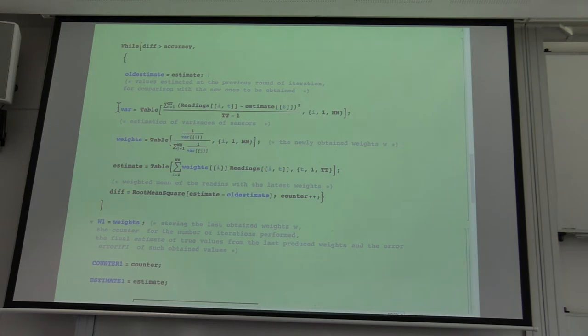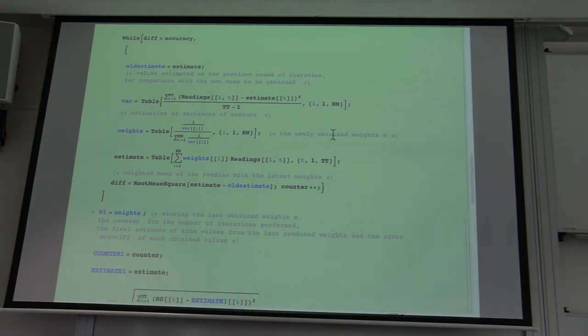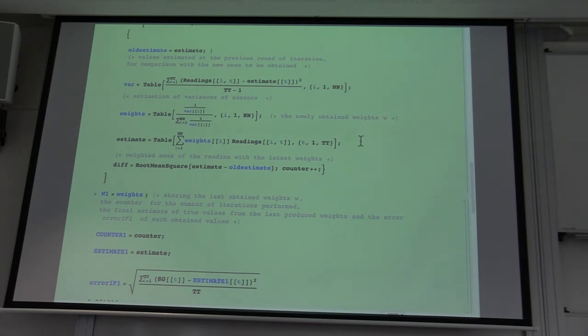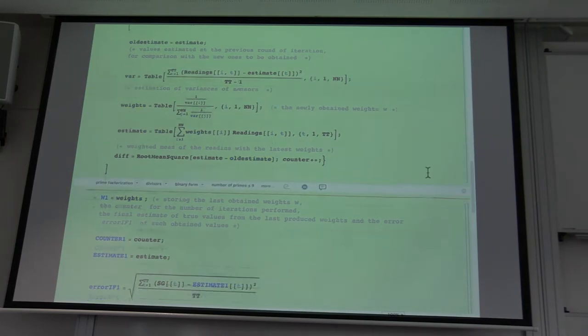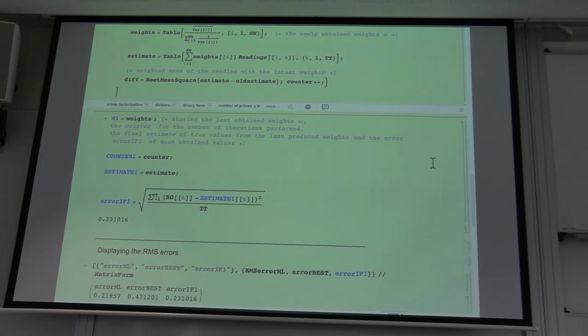So then you compute the variance with the previously obtained estimation as the true value, right? And here I left it with TT minus one, it doesn't make a big difference. Then you produce weights that simulate maximum likelihood, but here the variances are not the true variances, but those obtained in the previous round of iteration, right? And then you recompute the new estimate. So if we do that, right, it finished the computation.